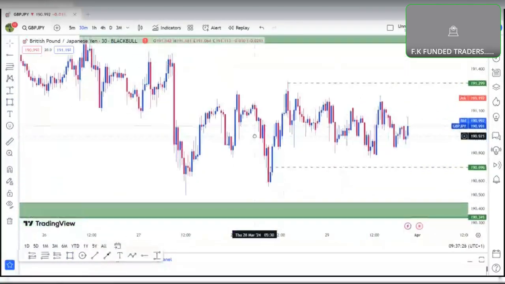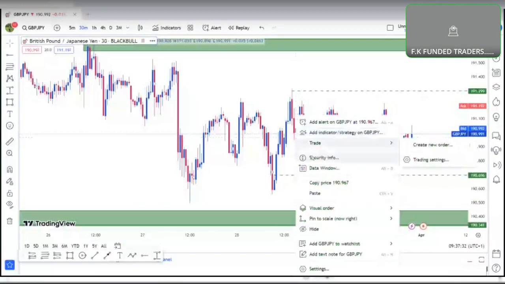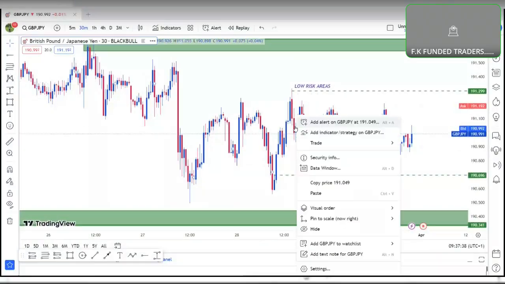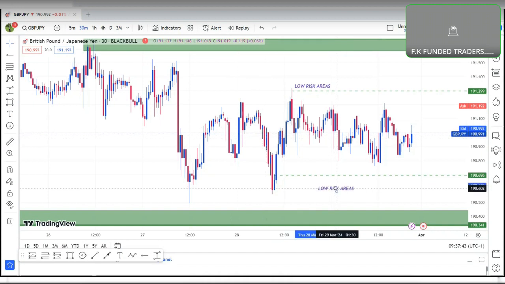The dotted lines, what do the dotted lines mean? Normally they mean, remember this is GBP/JPY, the low risk areas. The low risk area. So this is how we're going to trade the range. This is how we're going to trade the range.